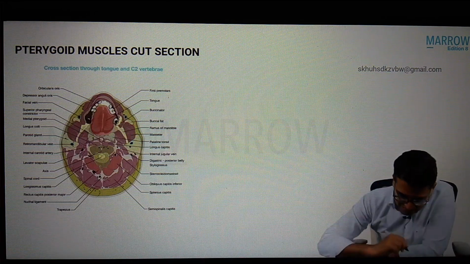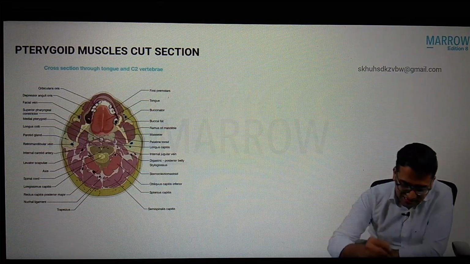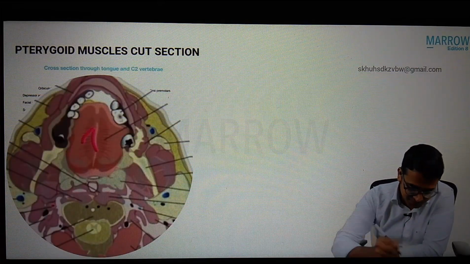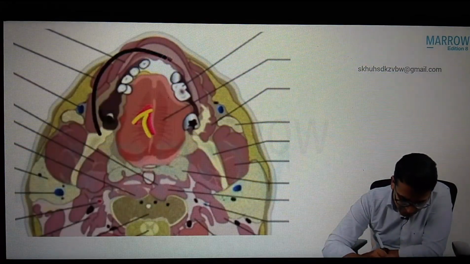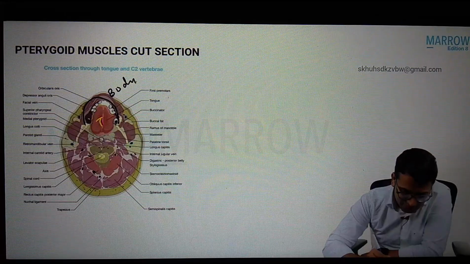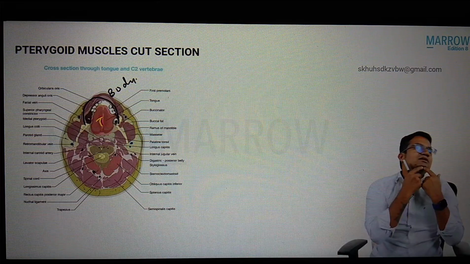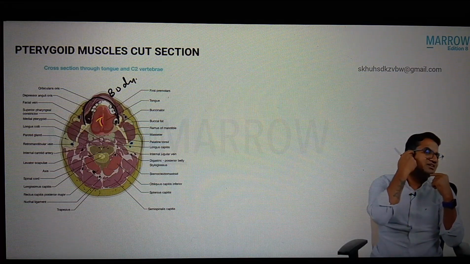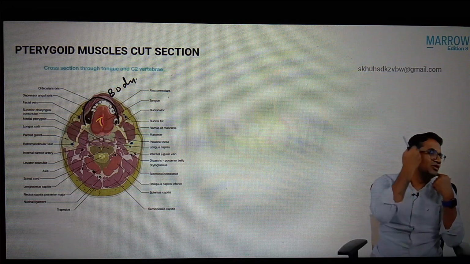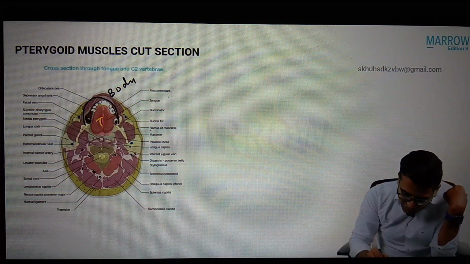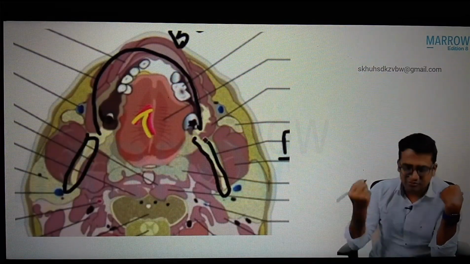Now see this diagram. In this diagram, we are seeing the inferior view and we have taken the section at the level of tongue. This is tongue. I'm writing as T. In the front side, we are seeing this bone. That is the body of the mandible. This one, the inferior border. Now from here, you see one small extension. What is this? Ramus of mandible. So that is our ramus of mandible.